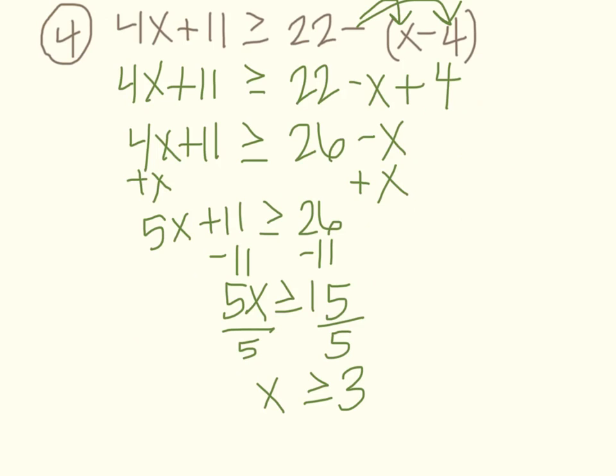Once again, since this is an inequality, we're going to go ahead and graph this on a number line. So I have 0, 1, 2, and 3. And because it's greater than or equal to, I'm going to have a closed circle at 3, and numbers greater than 3 will be shaded to the right.